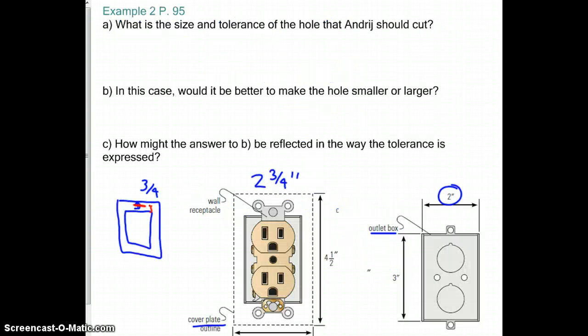Then if we look back to B, would it be easier to make the hole smaller or larger? It'd be much easier to make the hole bigger. So if you start with a smaller hole, it's easier to shave off the edges around it to make it a little bit bigger for your box to fit in. Sorry, so it would be easier to make it larger. It'd be better to start with a smaller hole. Okay, so start with it smaller because it's easier to make bigger.